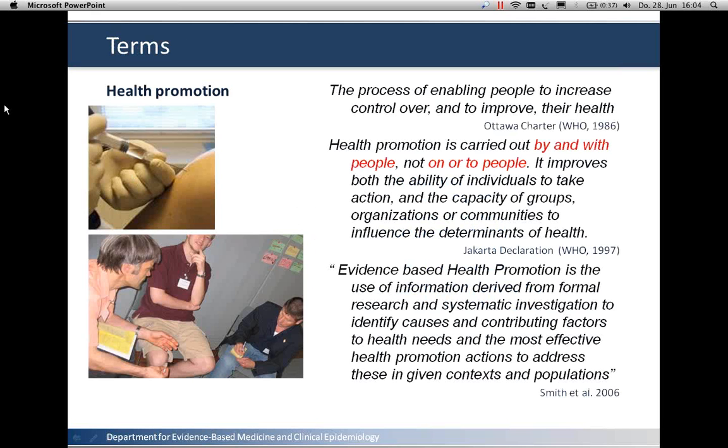Let's start with health promotion. Here you see two pictures which for me make very clear the difference between health promotion interventions and classical clinical interventions. When I go to the literature, there are two declarations from WHO, the Ottawa Charter and the Jakarta Declaration, which make pretty clear what health promotion is. It's the process of enabling people to increase control over and to improve their health. But it's clearer in the Jakarta Declaration, where WHO says health promotion is carried out by and with people and not on or to people.